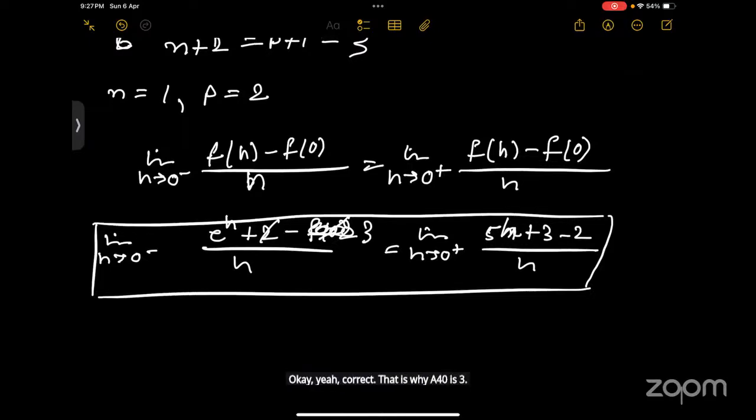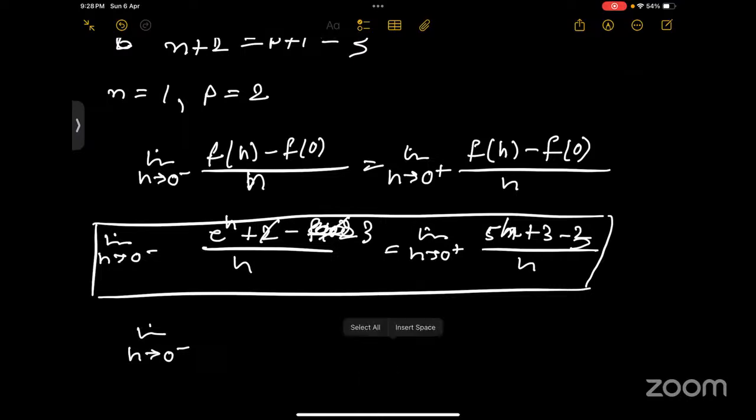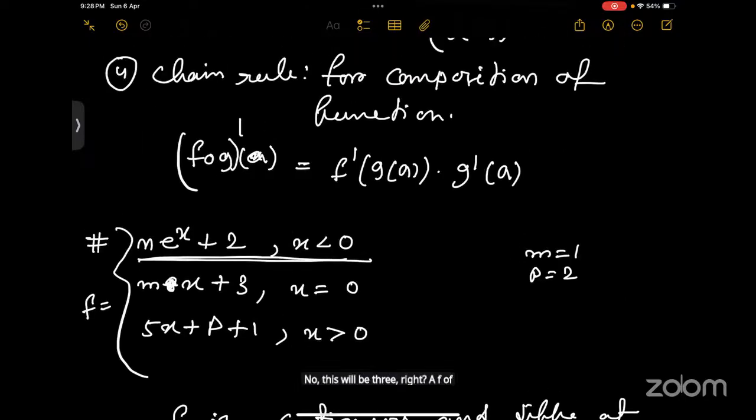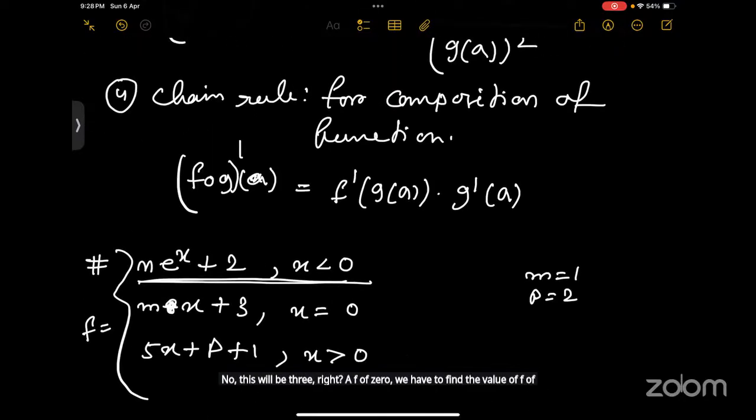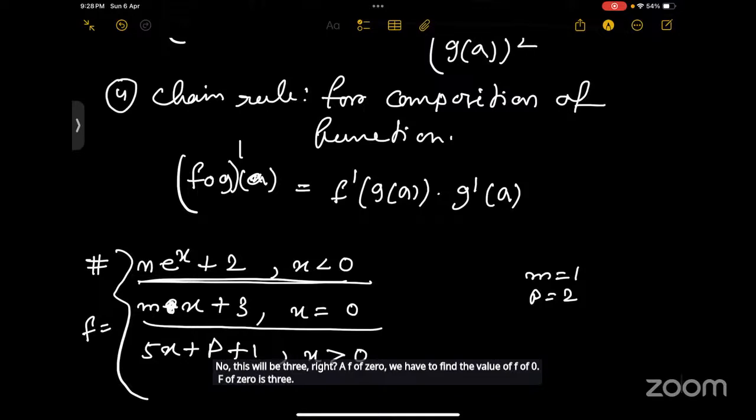Now it is fine. So the next step we have the right hand side as well. Ma'am, p value would become 2, na? What? The p value. No, this will be 3, right? f of 0, we have to find the value of f of 0. f of 0 is 3.